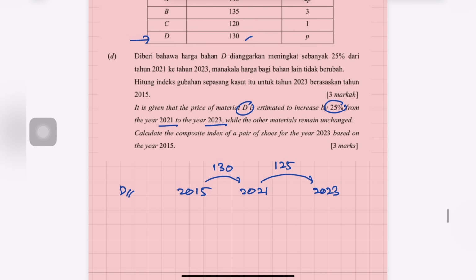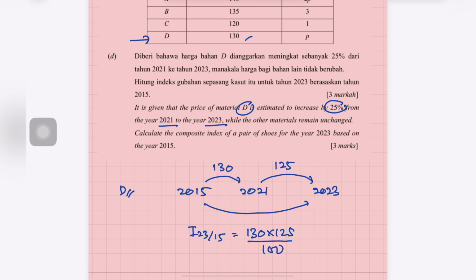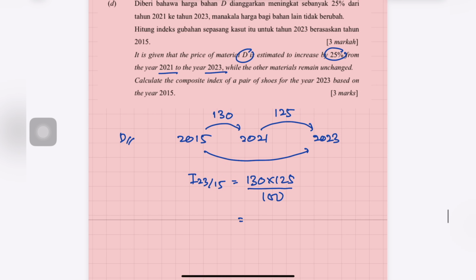Okay, so kita boleh cari price index for year 23 base 15. Okay, 130 times 125 over 100. Okay, so this one equals to 162.5. Okay, so now dia suruh cari composite index.